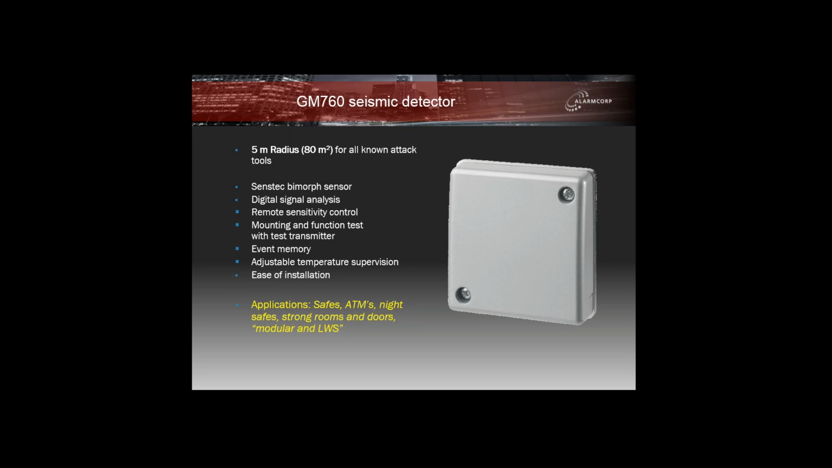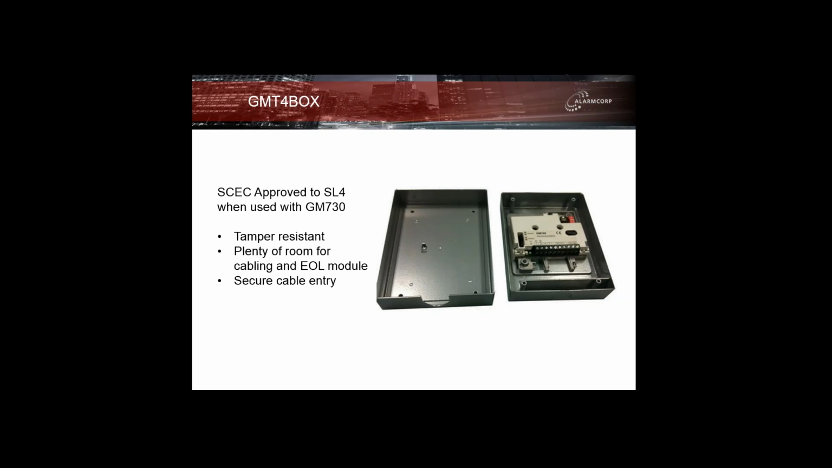So with the increased range, the applications are still for safes. They can be used on ATMs, but I would suggest you would use the GM730. Strong room doors, modular, and lightweight synthetic material. So typically where you have a larger safe or a larger vault or a larger wall where you would like to use less of these and to cover more area, the GM760 is perfectly suitable. The GM-T4 box is a box that Alarm Corp developed in order to meet the highest security level of any electronic security product.